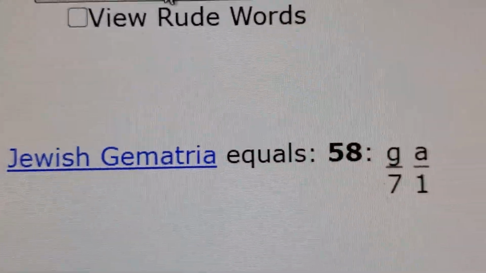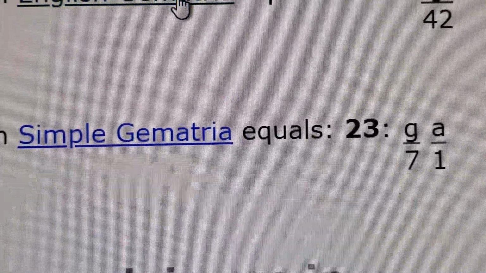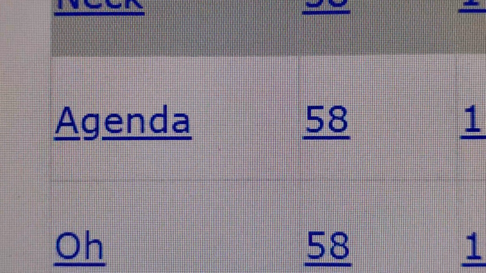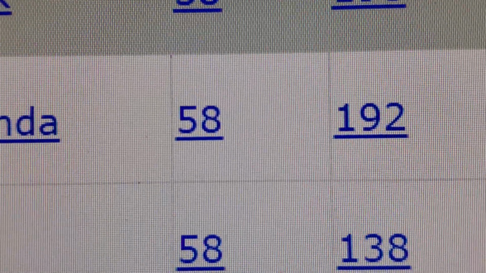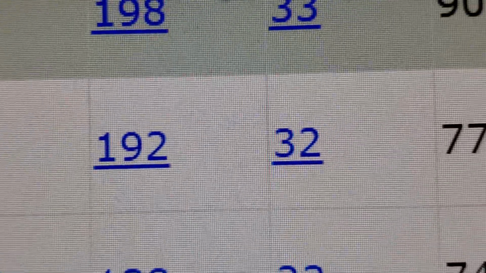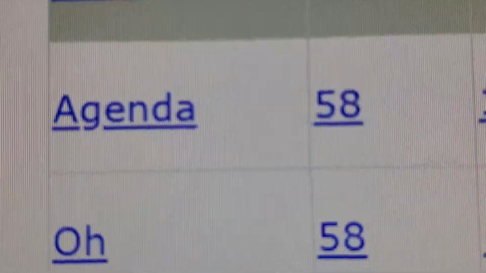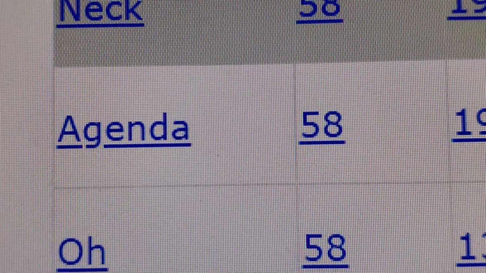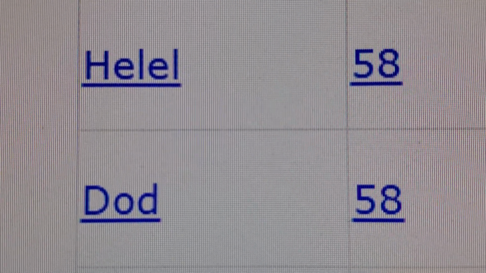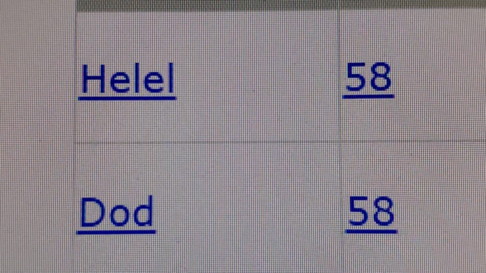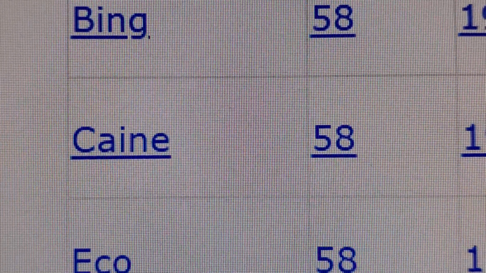So GAO is 58, 138, and 23. The word agenda is 58, and then if you look at the 23, what's up is down, what's black is white. They tend to flip things, but anyhow, agenda, Helios, and DOD. So you've got the Department of Defense there as well. You've got the word Cain, and I was going to come back to that a little bit later.